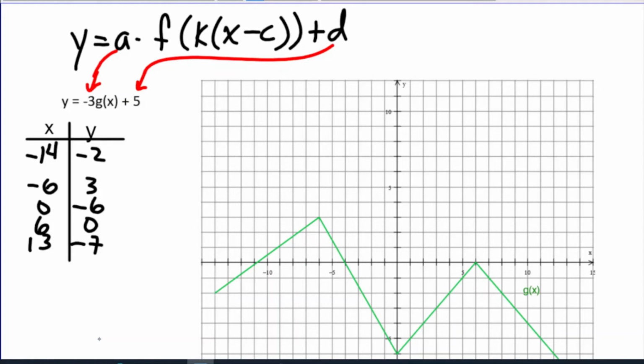Now, we do have to follow BEDMAS at this point. The -3 is multiplying, and the +5 is adding. So the -3 effect has to come in first.